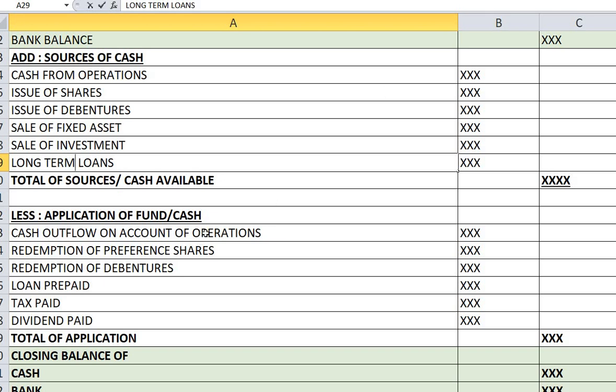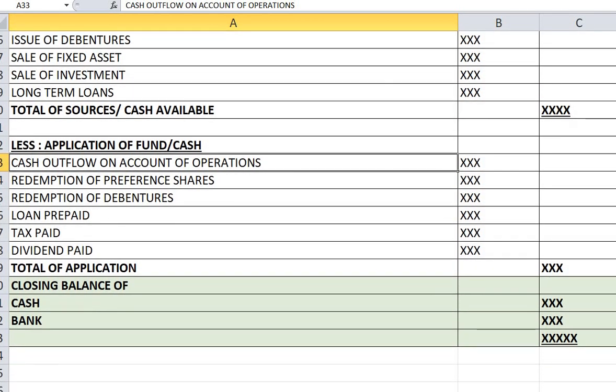So if you have a negative value, that will be treated as an application of fund and will be stated here. Then redemption of preference shares or debentures is also a use of the money you earned. When you redeem your preference shares and debentures, you are applying the money to those activities, so it also comes under application of fund. Next, when you are prepaying loans, paying tax or paying dividends, all these are uses of money.